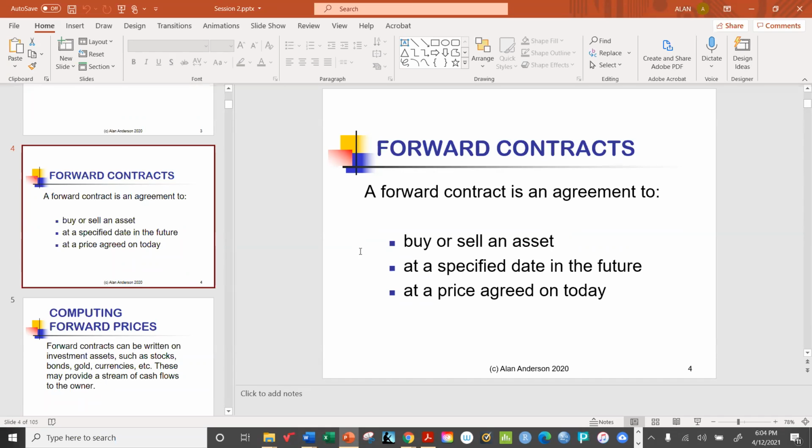This is why these are such powerful hedging instruments, because you can specify any conditions you want in the contract. You can choose to buy or sell any asset. You can take delivery on any date, and the price, of course, comes from the market. That you don't choose, but you can decide what asset to buy or sell and when to take delivery. Then the price has to be determined using a formula like the one we're about to look at.